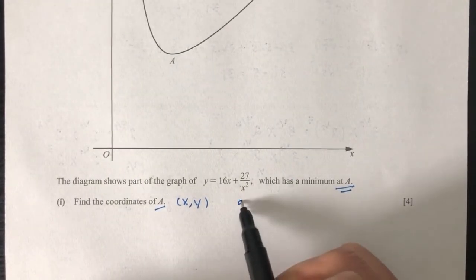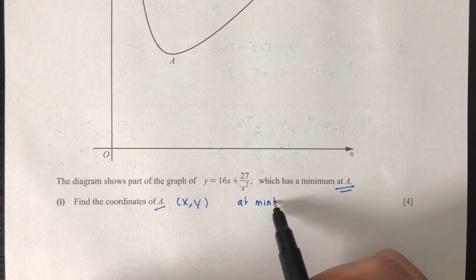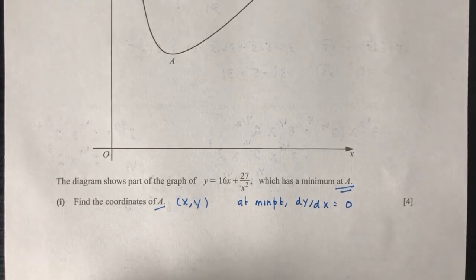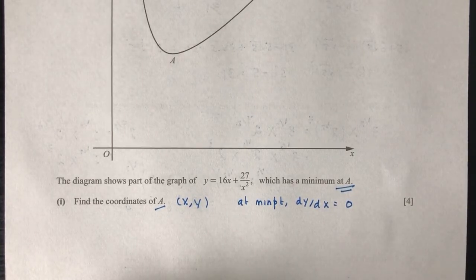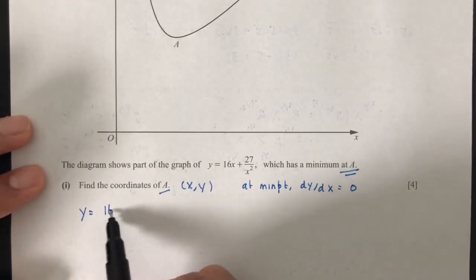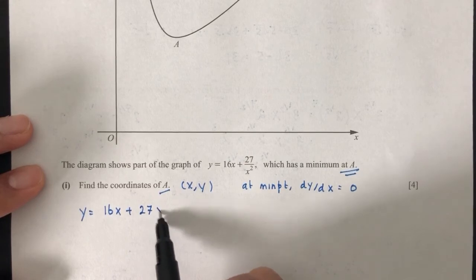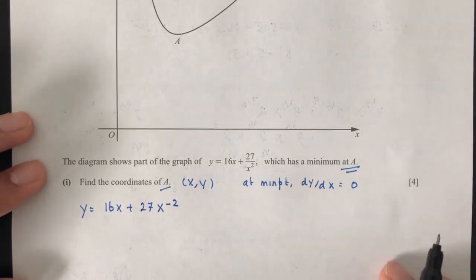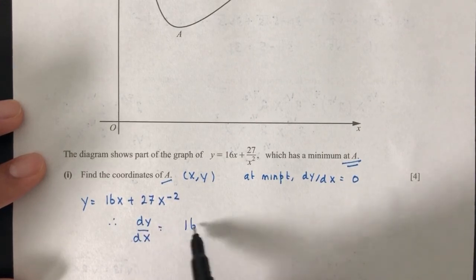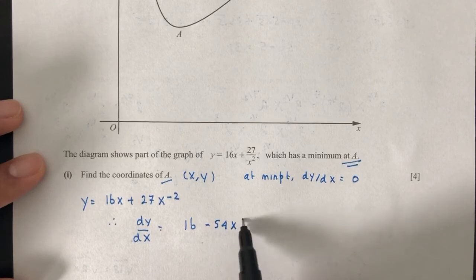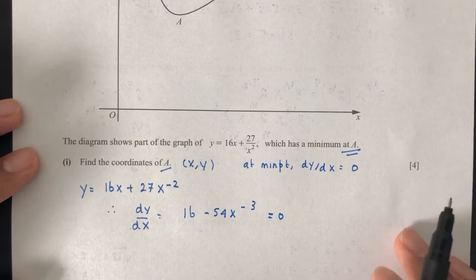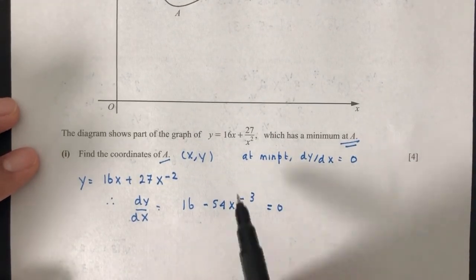So we know that A is the minimum. So we always say that at minimum point, dy by dx is equal to 0. So we first have to find dy by dx. So let's rewrite y in such a way. Y equal to 16x plus 27x minus 2. Let's bring this up for now. So finding dy by dx, so dy by dx will be what? 16 minus 54x minus 3. So now we have to equate that to 0 to find the value of x.